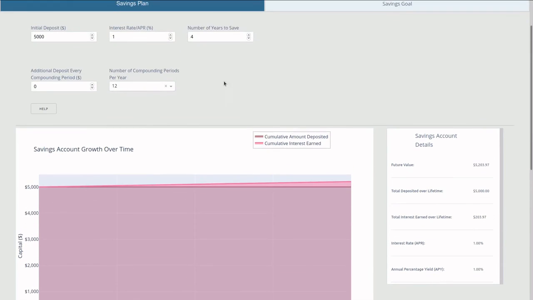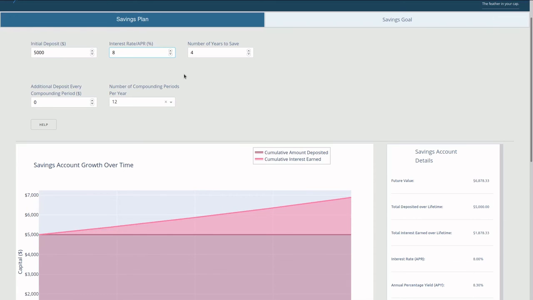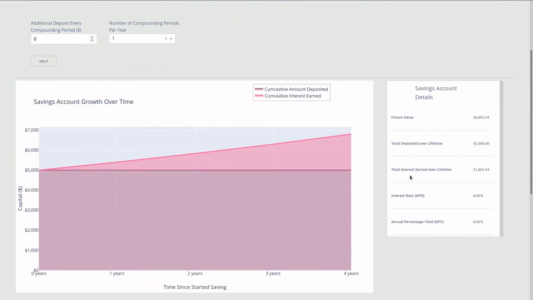But let's go back up. Let's suppose that instead of depositing your money into a savings account, you invest it in stocks and get, say, an average interest rate per year of roughly 8%, which tracks in line with the S&P 500. Leave the number of years to save at 4, leave additional amount deposited at 0, and change the number of compounding periods per year to 1. Then scroll back down and look at the total interest earned. You can see that now it has gone up to $1,802, which is clearly higher than the $636 that you would save by paying off your loan early.